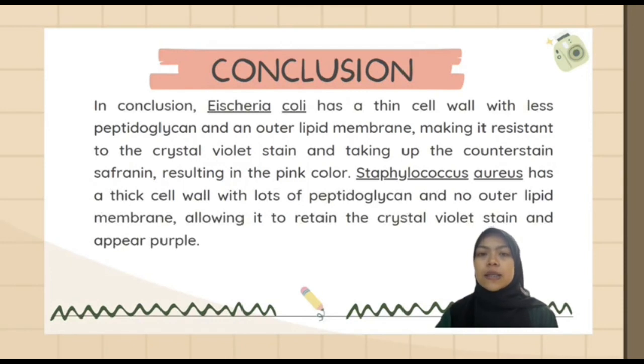In conclusion, E. coli has a thin cell wall with less peptidoglycan and an outer lipid membrane, making it resistant to the crystal violet stain and taking up the counterstain safranin, resulting in the pink color. Staphylococcus aureus has a thick cell wall with lots of peptidoglycan and no outer lipid membrane, allowing it to retain the crystal violet stain and appear purple.